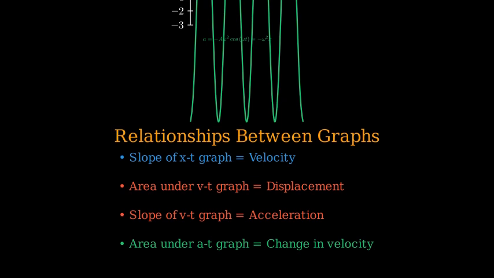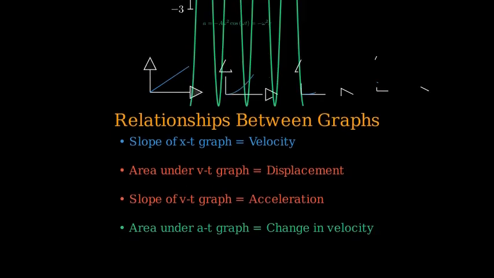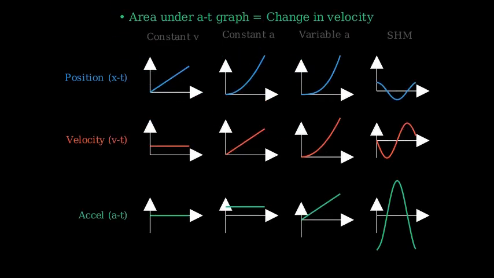Let's visualize all our cases side by side. Here we can clearly see the characteristic shapes for each type of motion across all three types of graphs. For constant velocity, we have a straight line in the position graph, a horizontal line in the velocity graph, and zero acceleration. For constant acceleration, we have a parabola in the position graph, a straight line in the velocity graph, and a constant value in the acceleration graph.